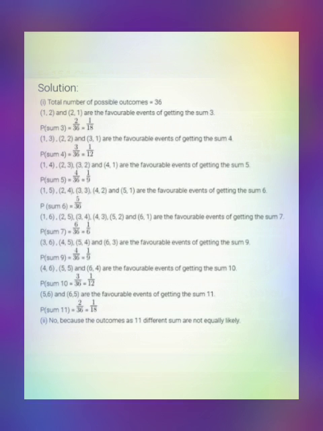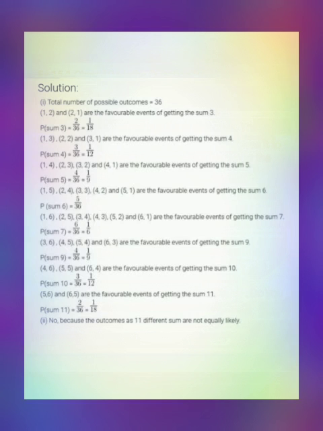Okay. Next, what is the probability of getting sum 6? Let us recall what are the favorable outcomes. 1, 5, 1 plus 5, 6. Then 2, 4. Then 3, 3. Then 4, 2 and 5, 1. So how many actually favor the sum 6? How many outcomes are there? 5 outcomes are there. So the probability is 5 by 36.